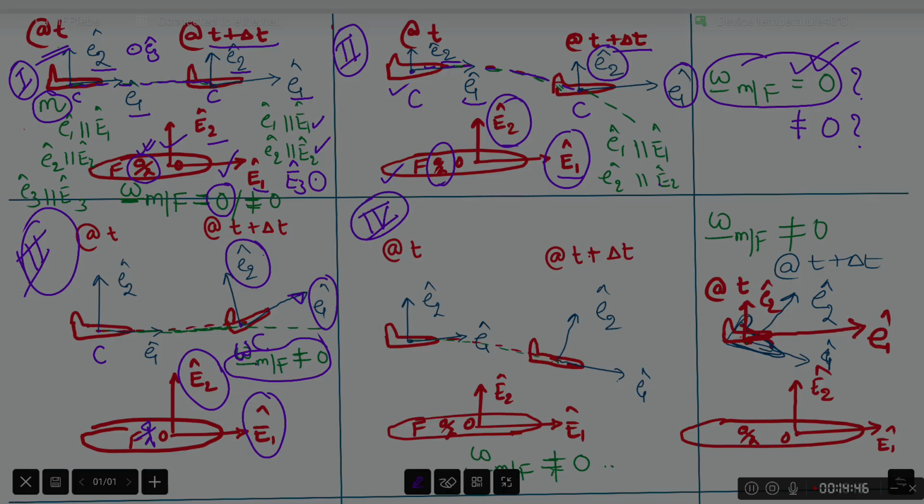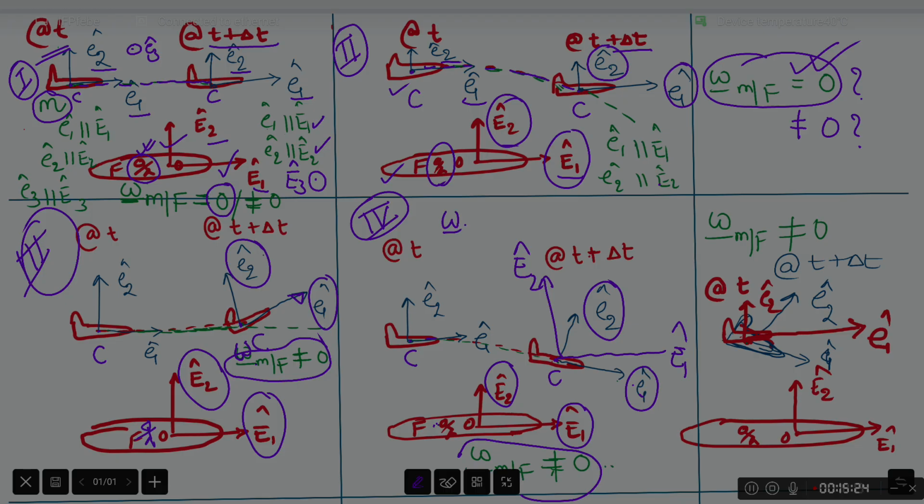Fourth case, the point C seems to be following a curvilinear path. Small e1 and small e2 seem to have changed their orientation compared to big E1 and big E2. So this is the direction of big E1, this is the direction of big E2. So as observed from this reference frame F, small e1 and small e2 have changed their orientation, and thus in this case also omega mf is not equal to 0.